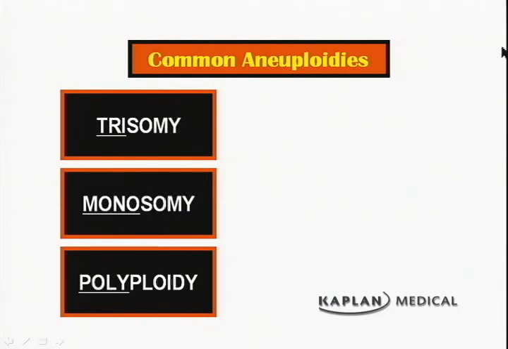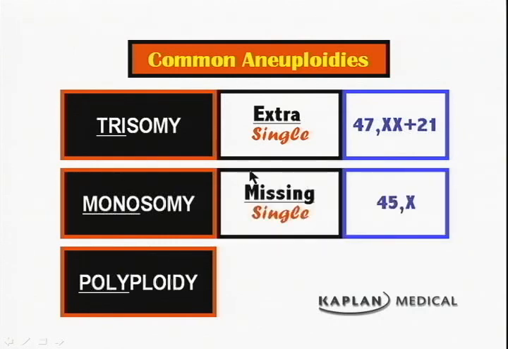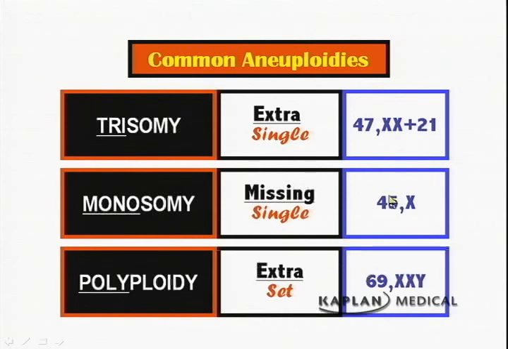The most common aneuploidies that we see, the most common trisomy is 47 XXY plus 21. This is a genetic shorthand, an extra single chromosome. The most common trisomy is Down syndrome. The most common monosomy, and monosomy is where we have a missing single chromosome, is 45X, also known as Turner syndrome. The most common polyploidy, and polyploidy is an extra set of chromosomes, is your 69XXY, and we just saw the picture of that.